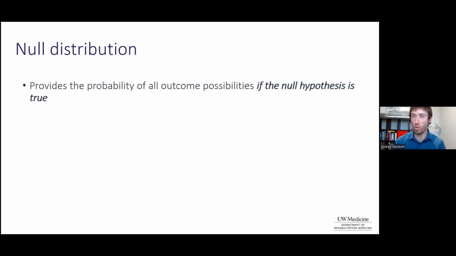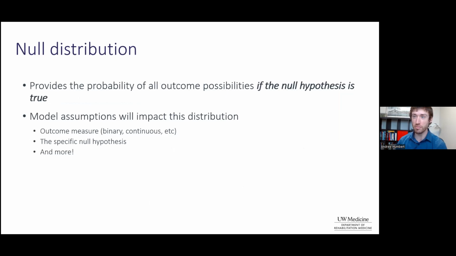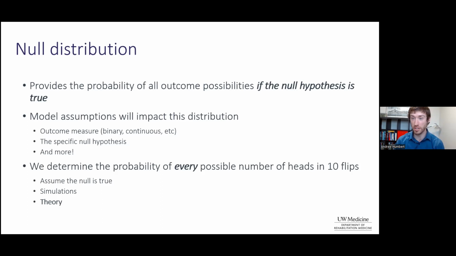I talked about this briefly before, but it essentially provides the probability of all outcomes. So I can look at an outcome I observe and ask, what's the probability that outcome occurs if the null hypothesis is true? And I could look at that for every single possible outcome in my data. Model assumptions will impact this distribution. I'm not going to delve into the different types of model assumptions, but it's important to know that how you're measuring your outcome, what your null hypothesis is, whether your data is correlated, whether you're doing repeated measures, or whether everybody is independent of each other, all these factors will influence what the null distribution may look like. We're not going to worry about that.